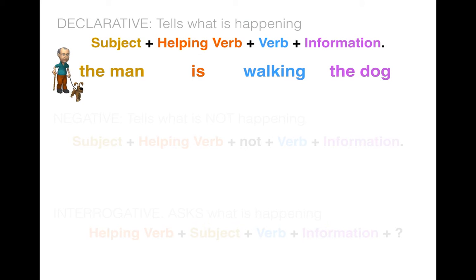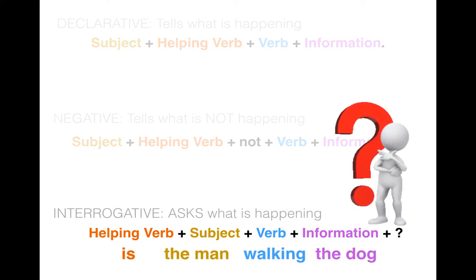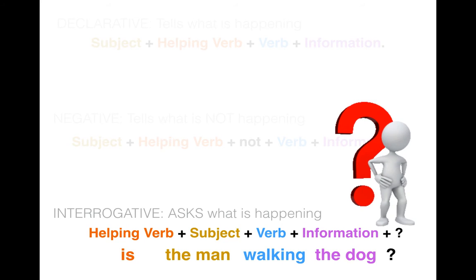Look how the order of the words changes for each syntax. This declarative sentence tells us that the man is walking the dog. This negative sentence adds the word not and tells us that the man is not walking the dog. The helping verb moves to make an interrogative sentence that asks, is the man walking the dog?